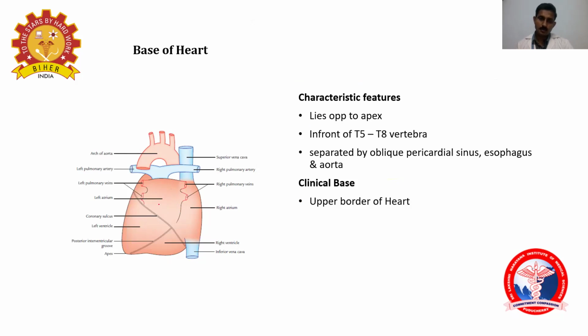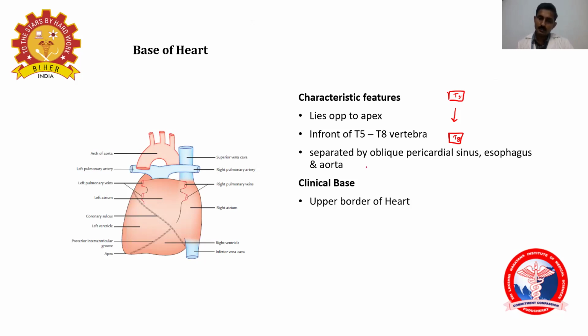It lies opposite to the apex that we saw. Now, I told you it is on the posterior surface, so it is in relation to the vertebrae. Which vertebrae are related to the heart? It is T5 to T8, because at T4 is the sternal angle, and below that only the heart is lying. So from T5 to T8 the base of the heart is lying.